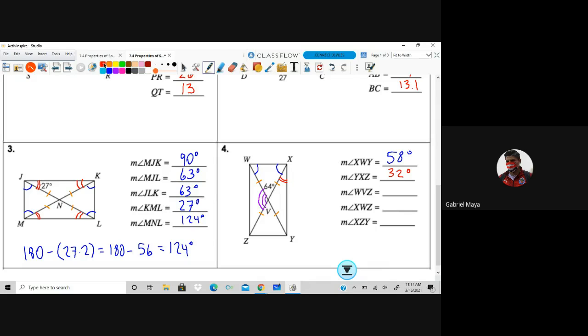Oh, let me use my red pen. So you remembered that you did alternate interior angles and you realized that, and then the base angles theorem. So you did this, and you're like, okay, if this is 32, therefore these two are 32, so 180 minus 64 equals 116. Yeah, so that is correct.